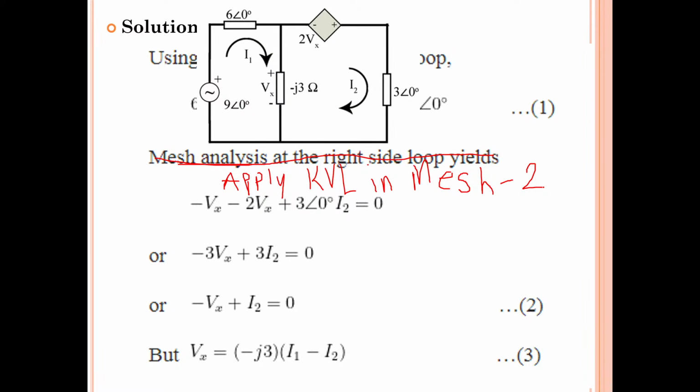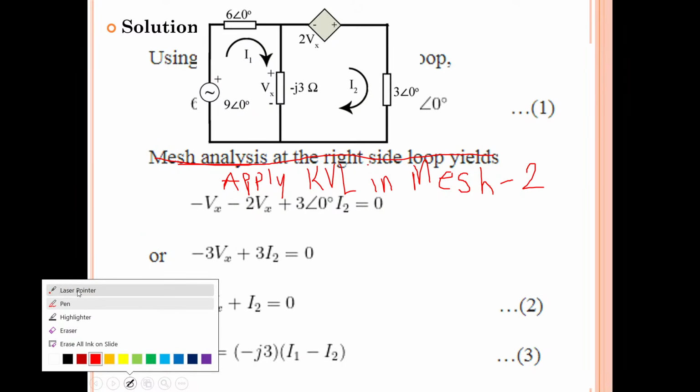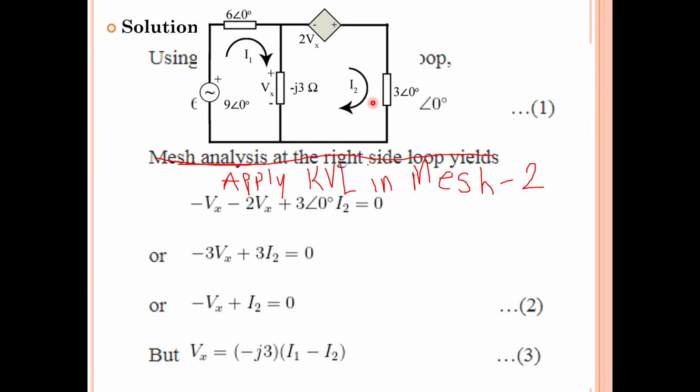Now where is our circuit? It is there. Just see. So what are all the elements in mesh 2? This reactive element is there. There is a dependent source. There is an impedance or resistance, that is 3 at an angle of 0 degrees. So one dependent source is there.